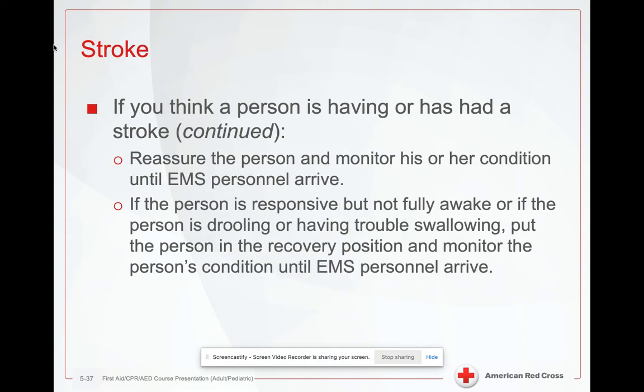so we can relay this information to EMS. We want to reassure the person until EMS arrive, and if they are responsive but not fully awake, or if the person is drooling or having trouble swallowing, you may want to put them in the recovery position and monitor their condition until EMS personnel arrive.